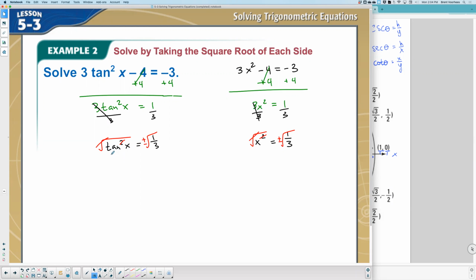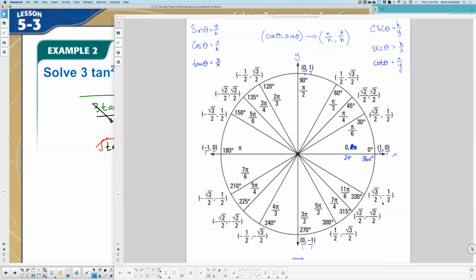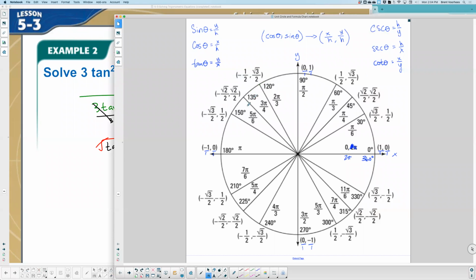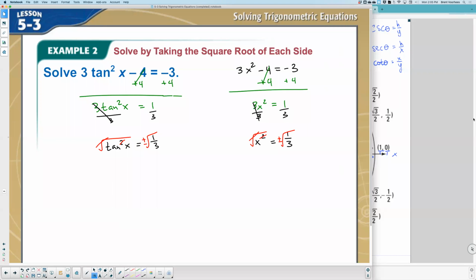At this stage, I'm going to just start skipping ahead. According to your cheat sheet, what is tangent's ratio? Not x over y, y over x. Okay, so tangent is y over x. I'm going to rewrite this saying that y divided by x equals plus or minus, and I'll reduce the square root. What is the square root of the numerator? Square root of 1 is 1. And what's the square root of 3? We don't have one, so it's going to look like that.